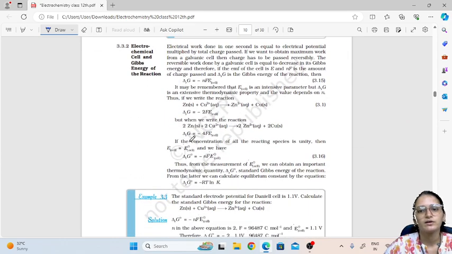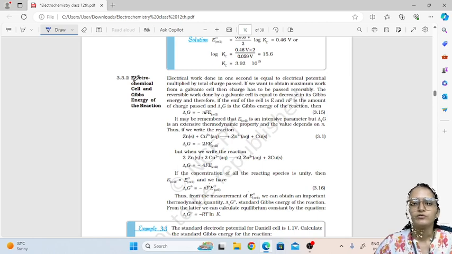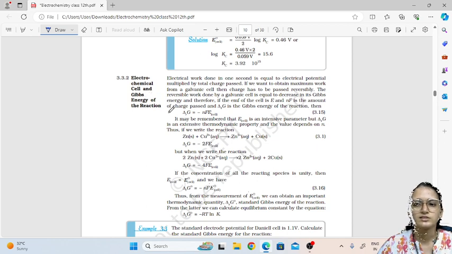Now the next important equation is of Gibbs energy. So we will see the equation relating the electrochemical cell and the Gibbs energy of the reaction. We already know that the Gibbs energy of the reaction is the free energy. Electric work done in 1 second is equal to electric potential multiplied by total charge passed. So what is the equation of Gibbs energy? If you have a galvanic cell or Daniell cell, then the equation is given by delta Rg. Delta Rg means the change in Gibbs free energy.